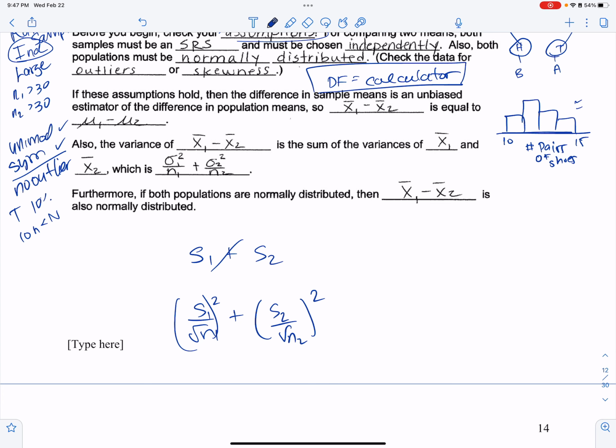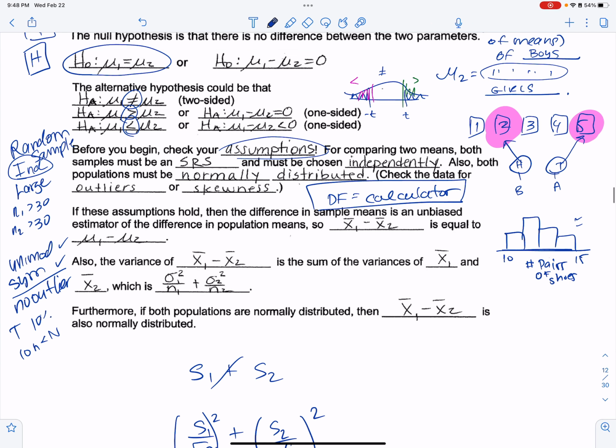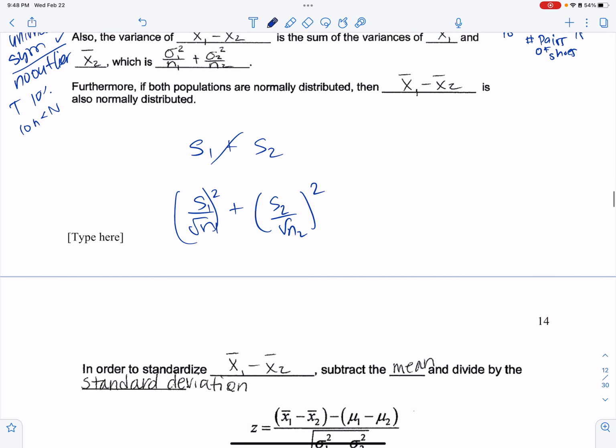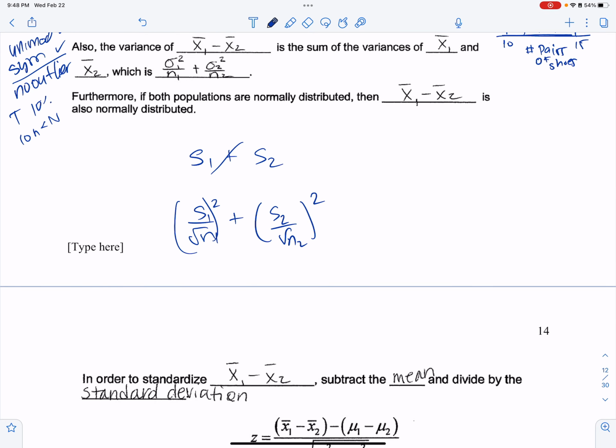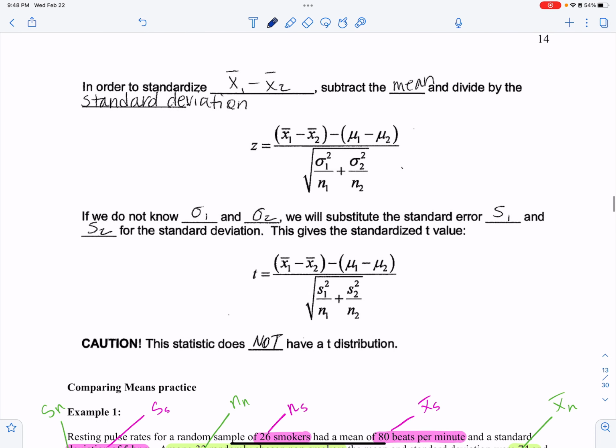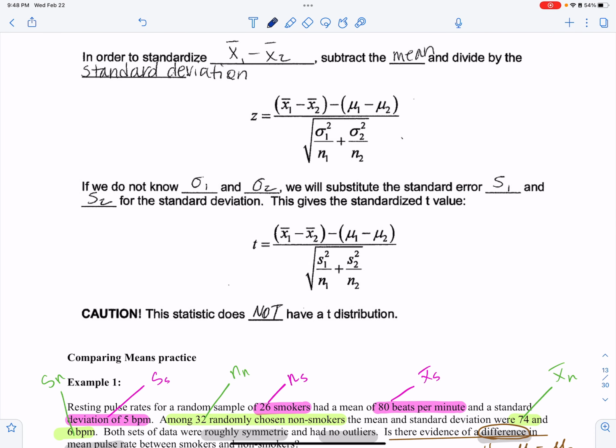The reason I have S over square root of N is because if I look in my formula chart, for a 1-sample t-test my standard deviation is equal to S over square root of N. So that's where I get that from. Well, now I have to add them together, but this still gives me the variance, so I need standard deviation, and then I'm left with this. If you walk this through the formula chart, you'll see that all of these areas are on the formula chart.